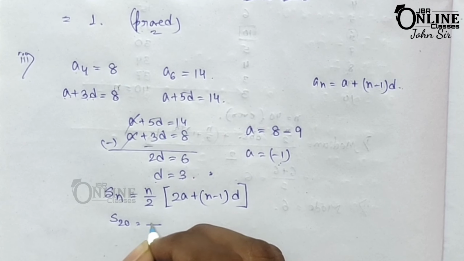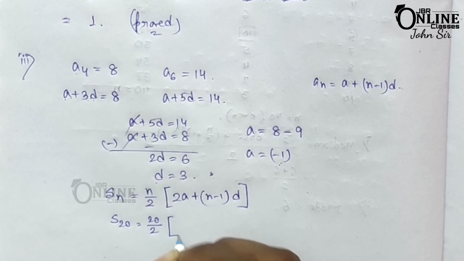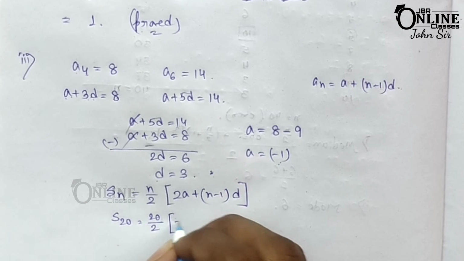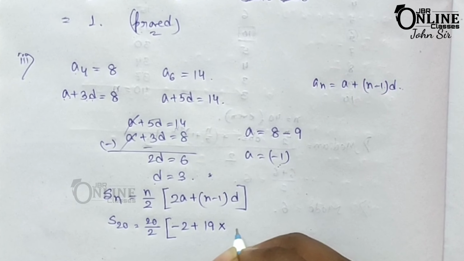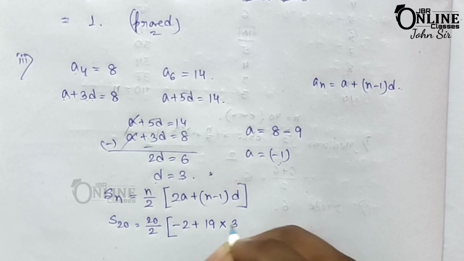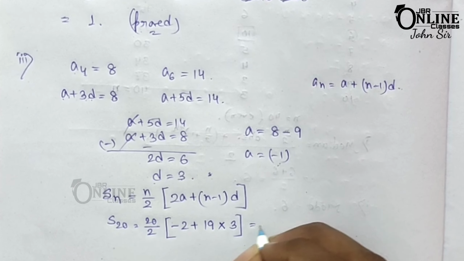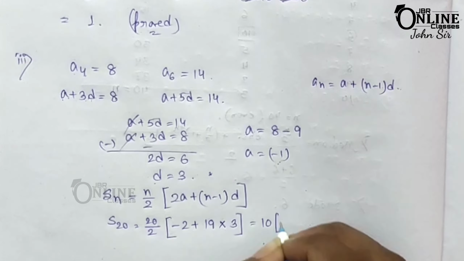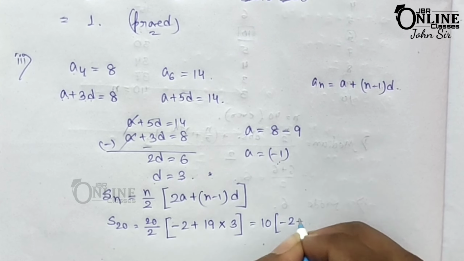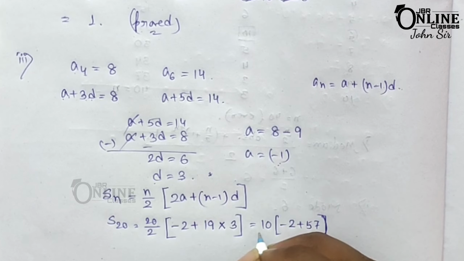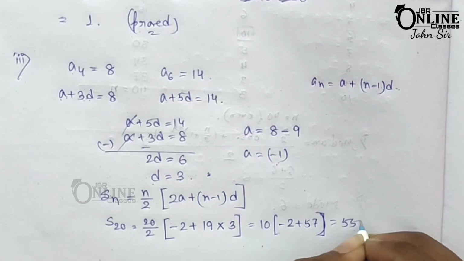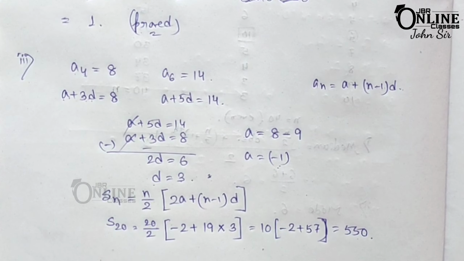So that means 20 by 2. And here 2a, that means 2 into minus 1, so minus 2. Then 20 minus 1 is 19, then 19 into d. d means 3. So that equals 10 into (minus 2 plus 19 into 3). 19 into 3 is 57. So 57 minus 2, then 55. 55 into 10, 550. So 550 is the final answer.